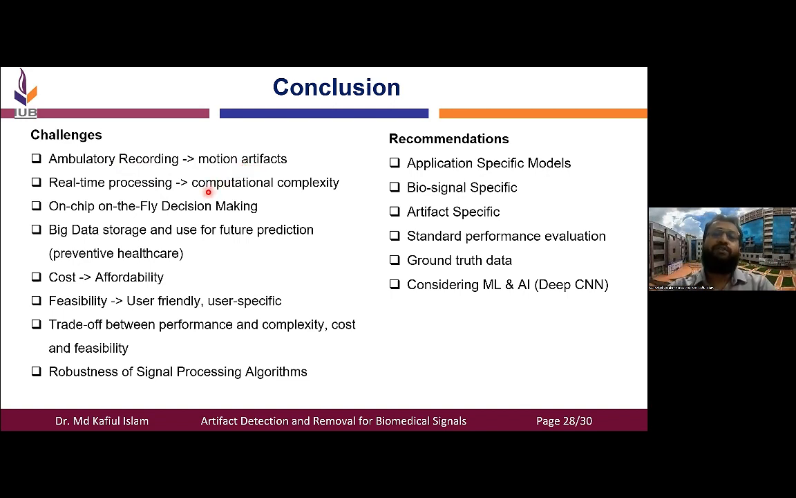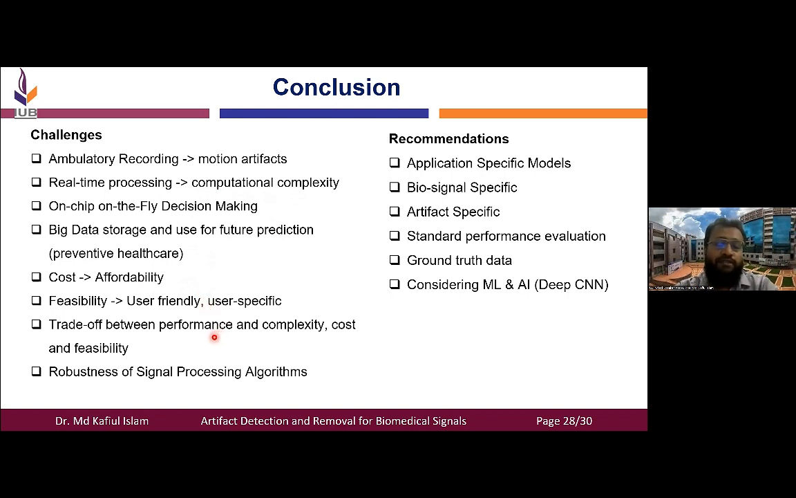And therefore, the computational complexity of removing artifacts each and every time will be very, very difficult. You have to take care of the computational complexity when you are talking about real-time processing, or real-time decision-making, or on-the-chip, on-the-fly decision-making. So you have to consider the computational complexity of your artifact removal method. You also have to consider data storage for future use in a predictive healthcare system. The cost is obviously one issue, as is whether your system is user-friendly or not.